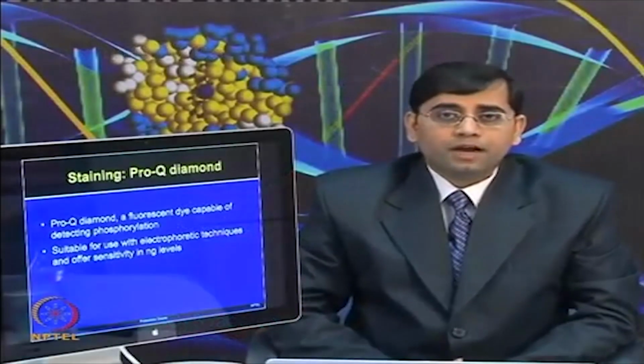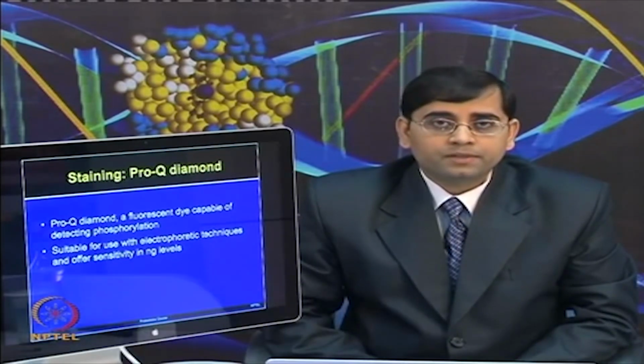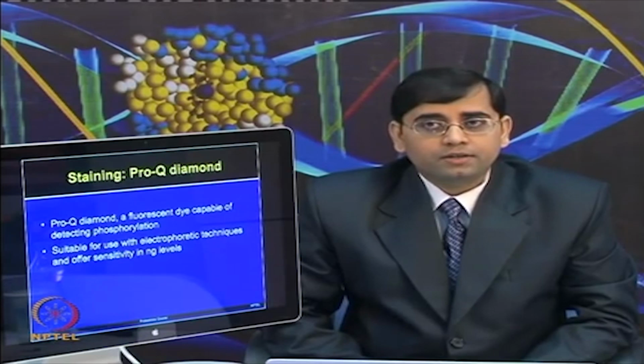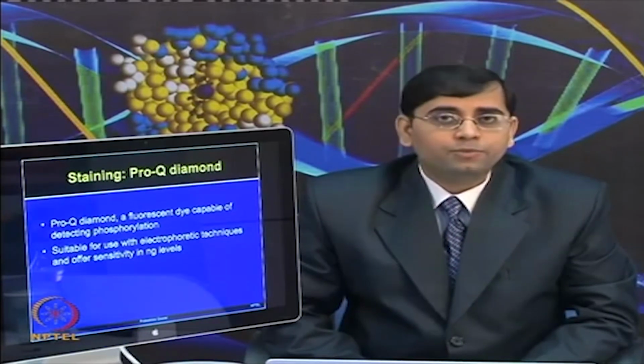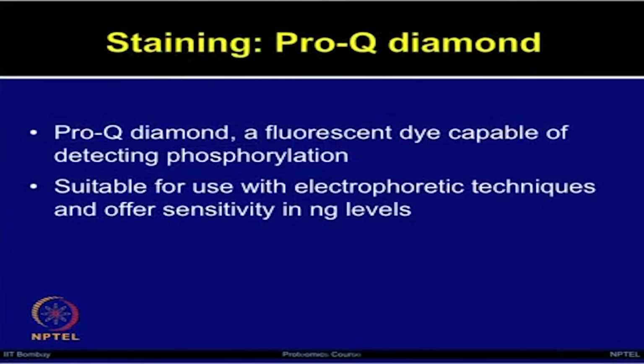So, now after looking at this animation, you are familiar that different types of staining methods can be used. Now, let me introduce you to another stain, which is Pro-Q Diamond, which is used for studying the phosphorylation of the post-translationally modified proteins. Pro-Q Diamond is a fluorescent dye, which is capable of detecting phosphorylation.